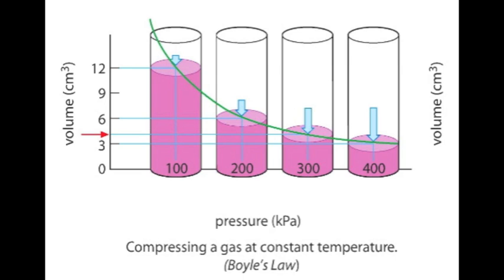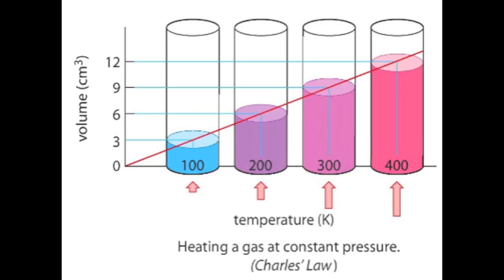The first graph shows that volume and pressure are inversely proportional. If the pressure doubles, the volume halves, assuming the temperature remains the same. The second graph shows that volume is proportional to Kelvin temperature. If the Kelvin temperature doubles, the volume doubles, as long as the pressure does not change.